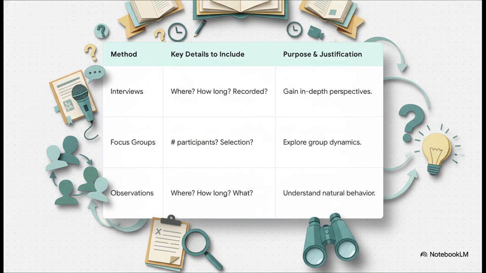This table here is a fantastic little cheat sheet for describing your data collection. It doesn't matter if you did interviews, focus groups, or observations. For each one, you have to include the key details. Where did it happen? For how long? Was it recorded? And you always have to justify why you chose that method. Why was an interview better than a survey for your specific question?